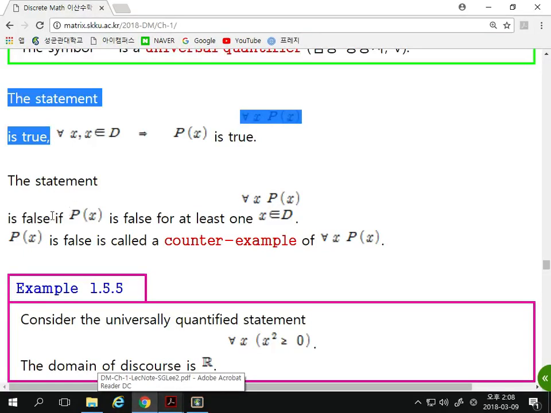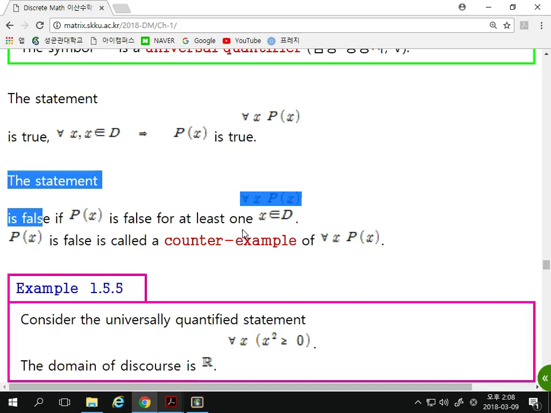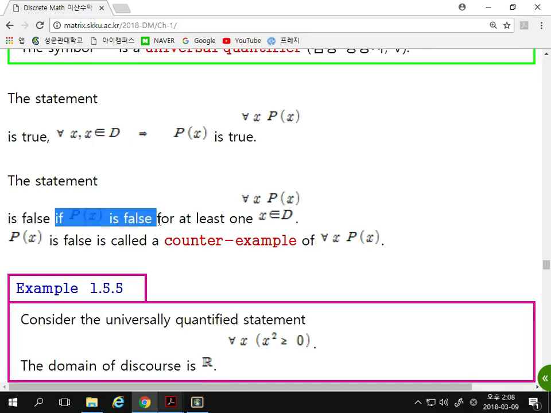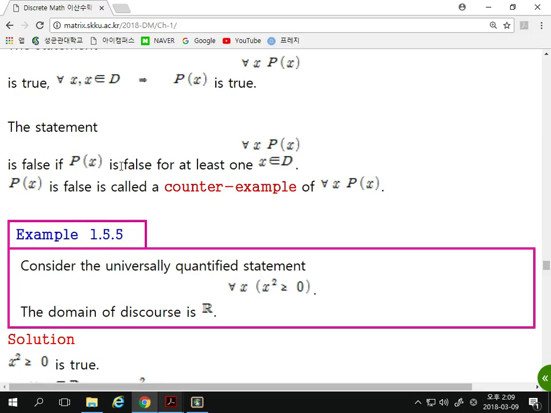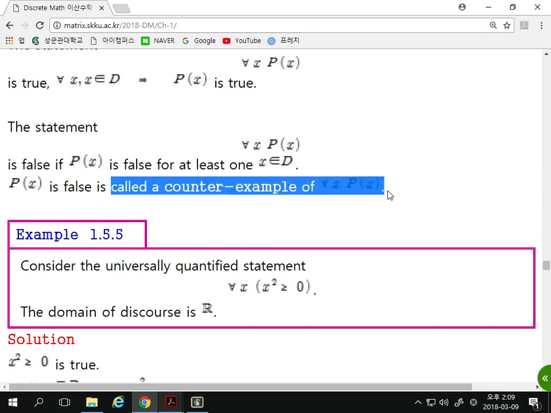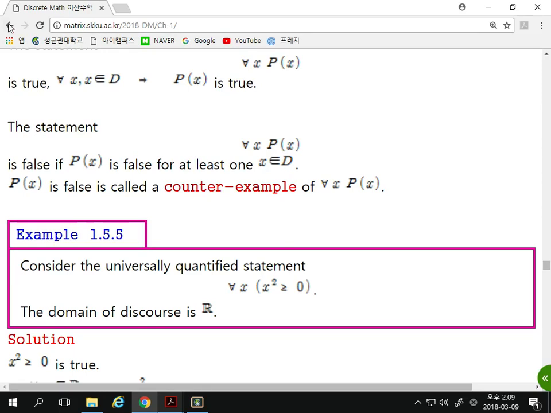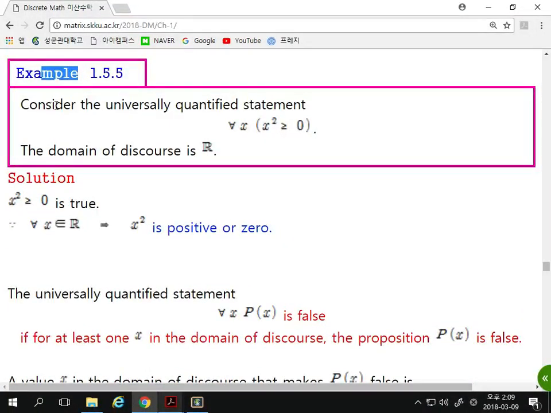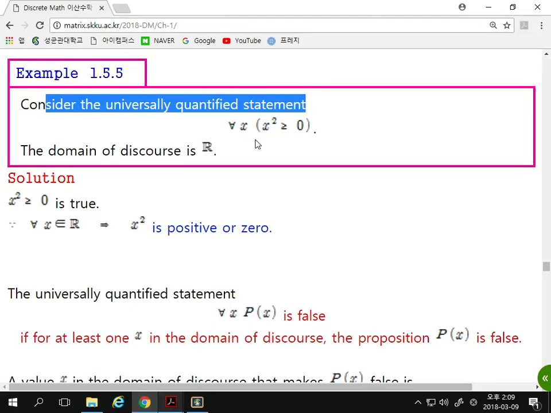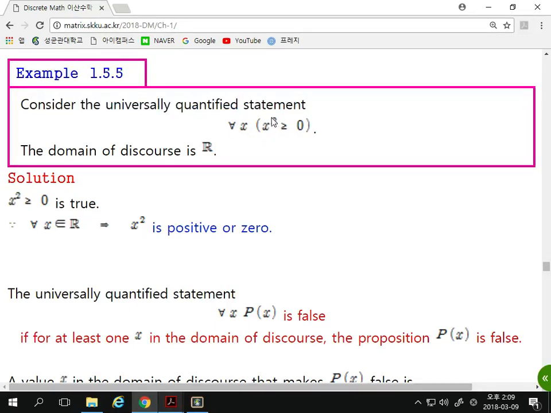If this statement is false, that means P(x) is false for at least one x in D. So if that statement is false, then there exists some x that makes P(x) false. Okay? So here this x, which makes P(x) false, is called a counterexample of that statement, that proposition.